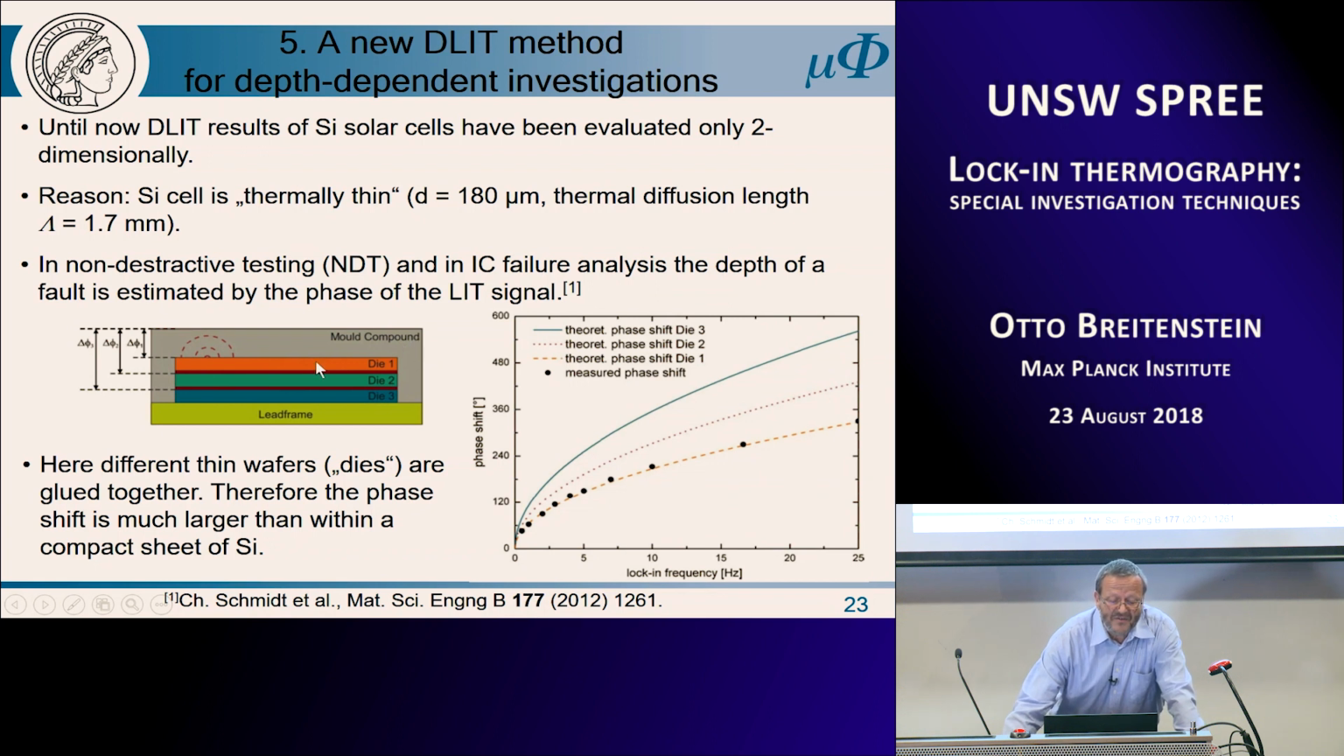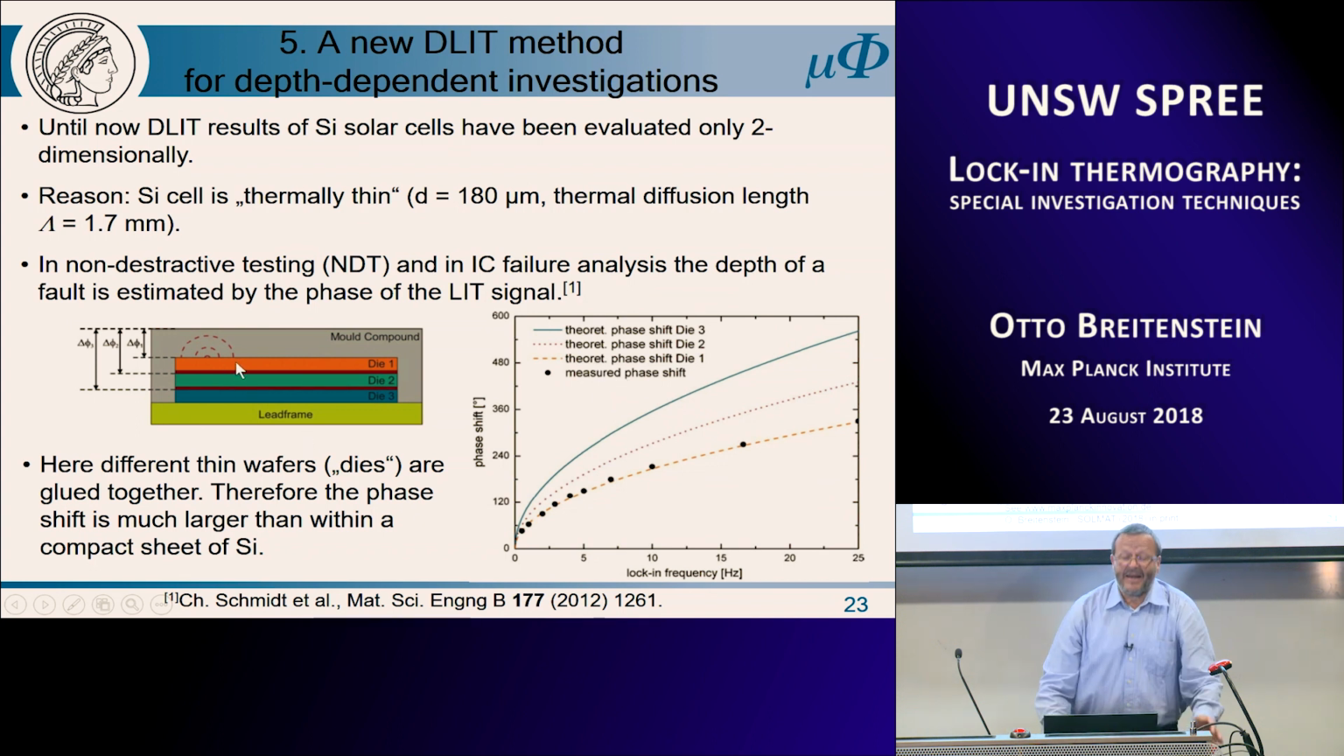And then if you have a local heat source in one of these so-called dies (the IC people call the chips dies), then you can calculate the phase shift of the thermal signal arriving at the surface as a function of the lock-in frequency for all of these dies, for all of these depths. And you see some curves coming out, and these are measured points, and we see in this case the heat source was in die number 1, which is here the uppermost one.